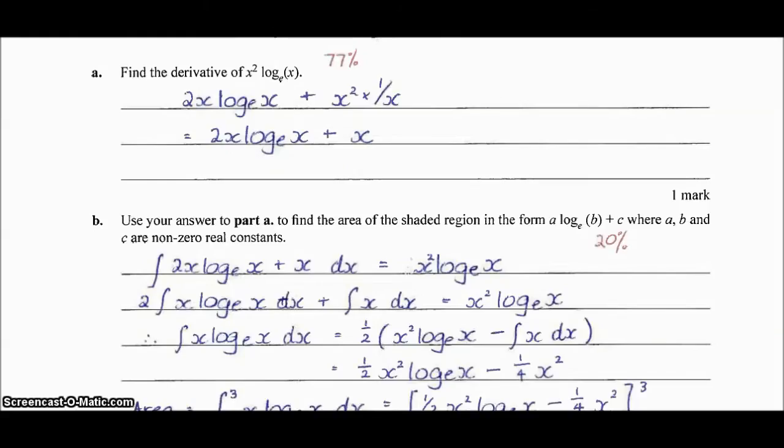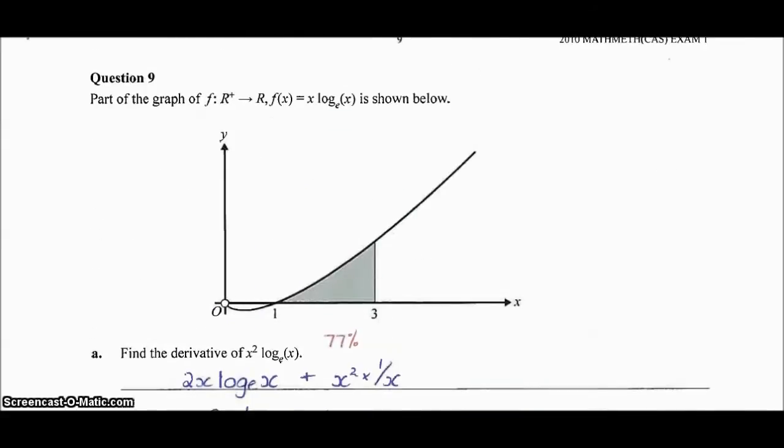Now, using your answer to this, we want to find the area of the shaded region. So the key here is to use this answer. So this answer would tell us that if you anti-differentiate 2x log of x plus x, you get what we started with at the start of that question. Now, the way that it helps us is that in order to find the area of the shaded region, we need to evaluate the integral from 1 to 3 of x log of x.